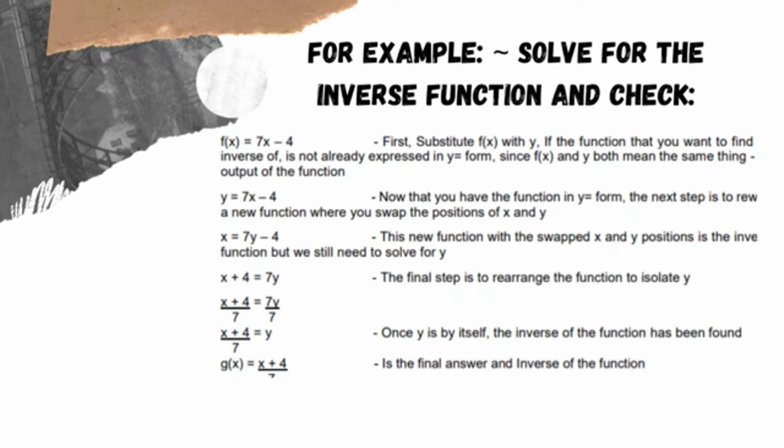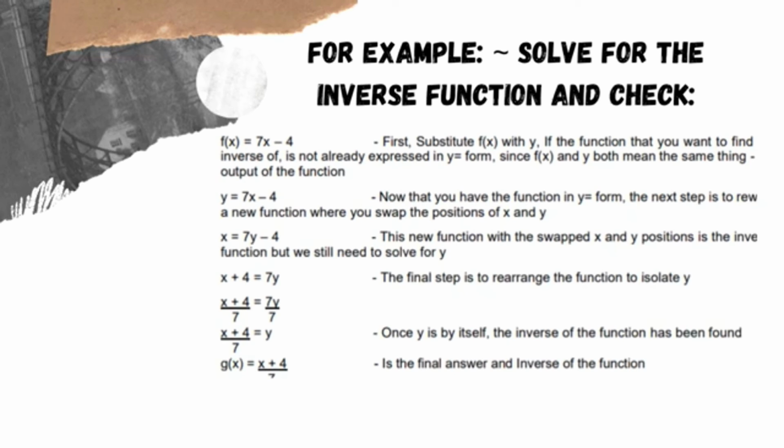Now that you have the function in y equals form, the next step is to rewrite a new function where you swap the positions of x and y. So it will be x equals 7y minus 4. This new function with the swapped x and y positions is the inverse function, but we still need to solve for y. So it will be x plus 4 equals 7y. The final step is to rearrange the function to isolate y.